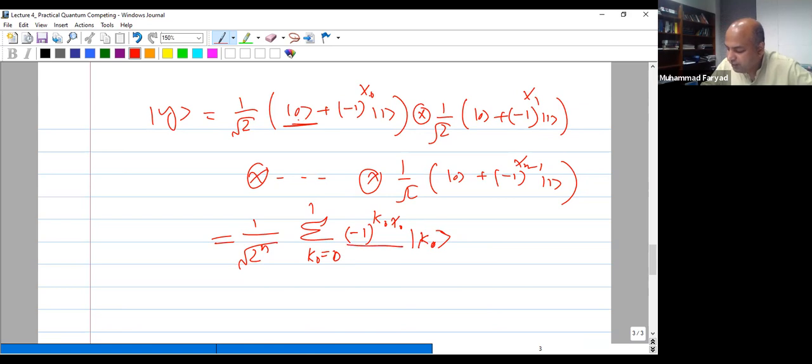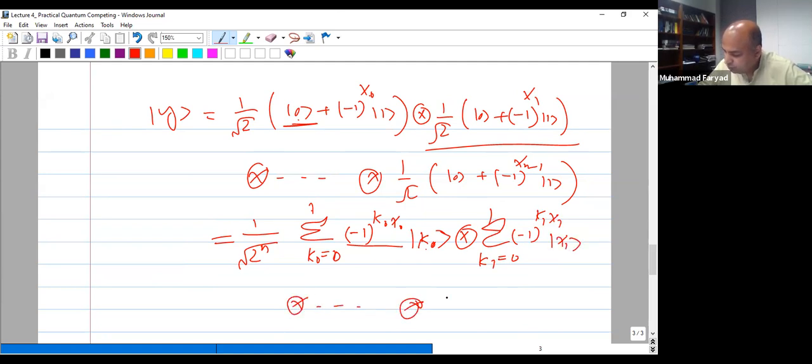So because this is 1, I get this 0. So when k naught is 1, this coefficient will become minus 1 power x naught. Similarly, I can compress the next term by introducing another variable k1, which also goes from 0 to 1. And I can write it minus 1 power k1 x1 into x1.